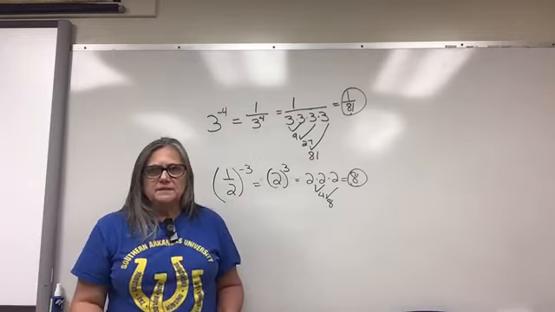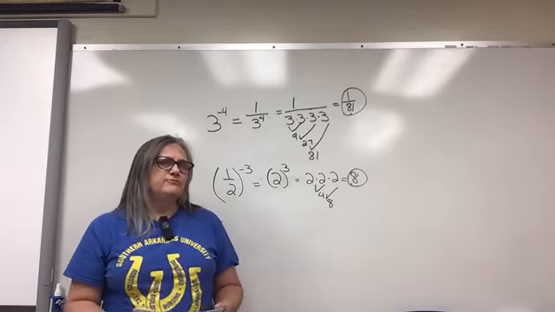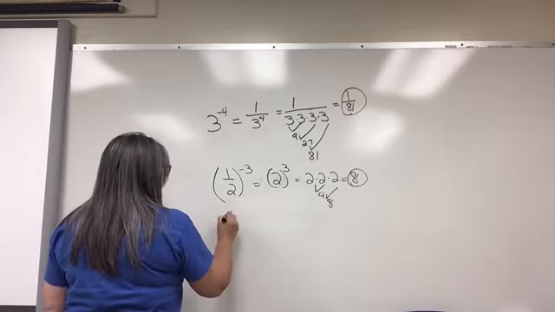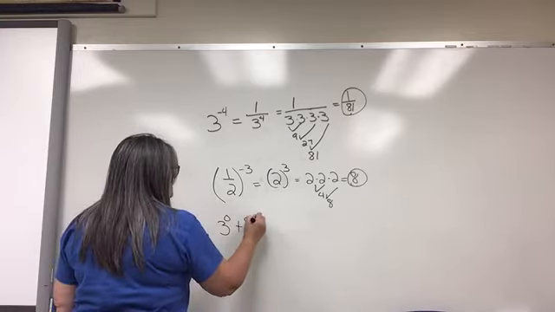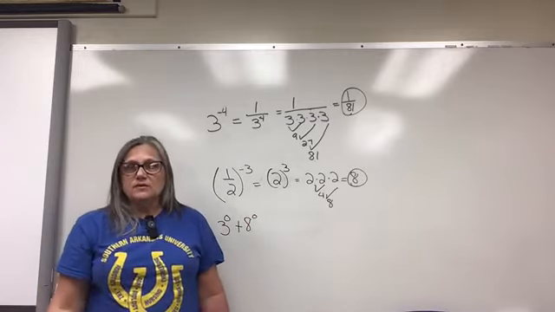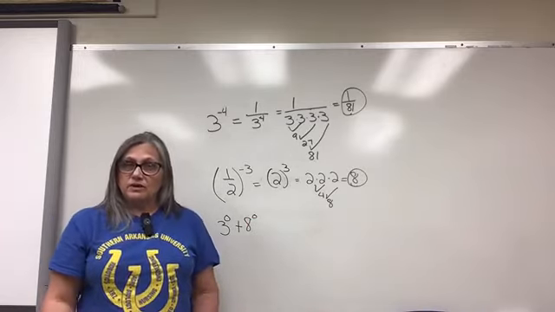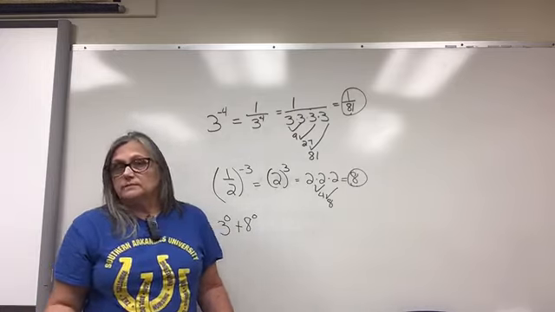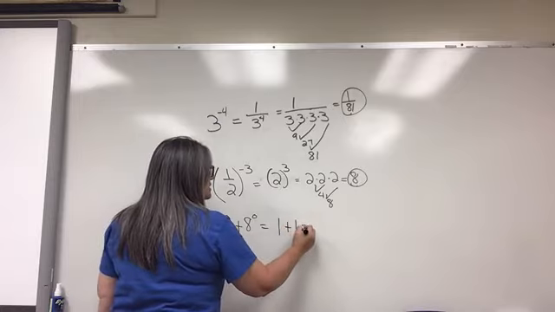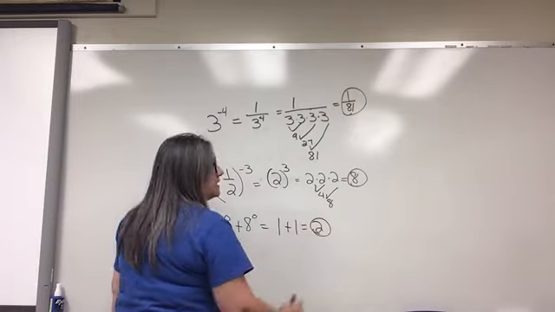But what happens if my exponent is 0? So what if I have 3 to the 0 plus 8 to the 0? Well, if you remember your rules, anything raised to the 0 power, whether it's a number or a variable, is just 1. So this says that that would be 1 plus 1, so my answer for that one is 2.